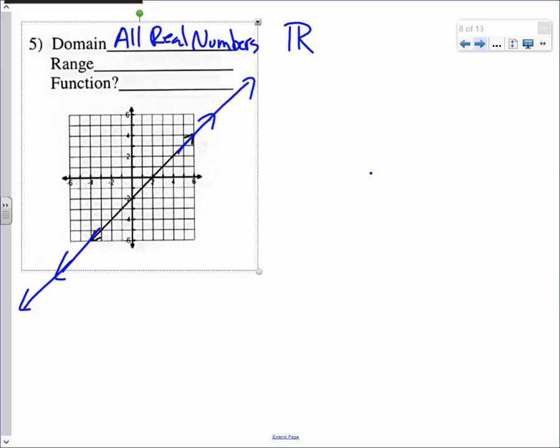How about the range? What can Y be? All real numbers too. You know, when you're doing domain and range, another way to come about the question is ask yourself, is there any numbers that Y cannot be? That's the first thing you can ask yourself, and sometimes that kind of helps you. Is there anything X cannot be? Well, according to the graph, no. It's all real numbers.